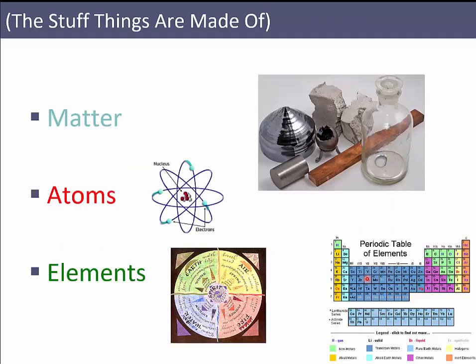So the stuff things are made out of. We've got matter. So all stuff is made out of matter. And all of our matter, at least on our Chem 120 level, is going to be made up of atoms. And those atoms come in different varieties called elements. Right? And we have a very modern view of that based on the periodic table, where we've grouped these things in a very systematic way, and it's actually based on their electronic structure.